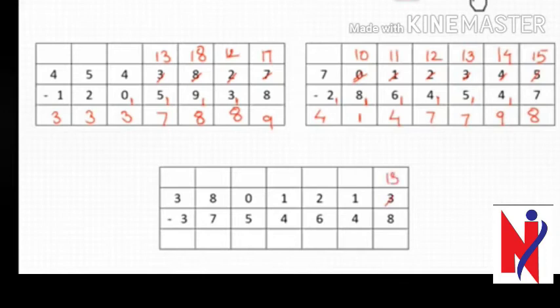Three minus 8. 3 will become 13. 13 minus 8 is 5. Now 1 you will write below 4. 1 will become 11. 11 minus 5 is 6. How 5, children? 4 plus 1 is 5. Now 6 plus 1 is 7, and 2 will become 12. So 12 minus 7 is 5.